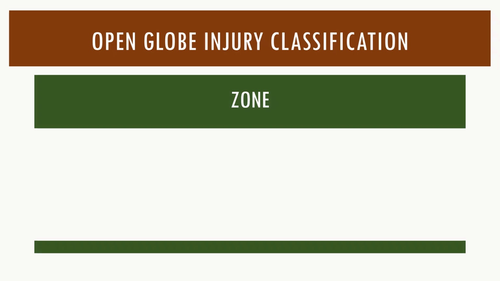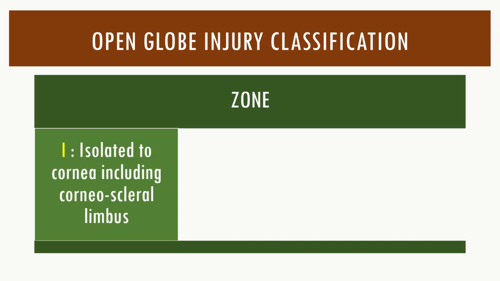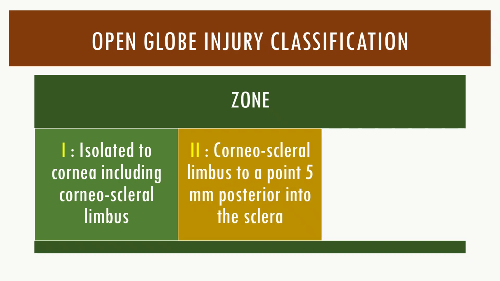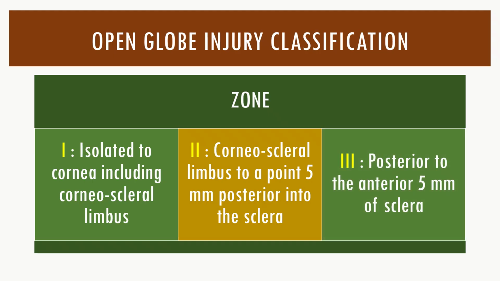Now, let's discuss the zones in open globe injury. Zone 1 involves only the cornea, including the corneoscleral limbus. Zone 2 extends from the limbus up to 5 mm posteriorly into the sclera. Zone 3 includes injuries posterior to the anterior 5 mm of sclera. The more posterior the injury, generally the worse the prognosis.